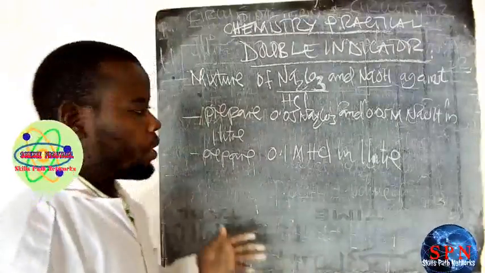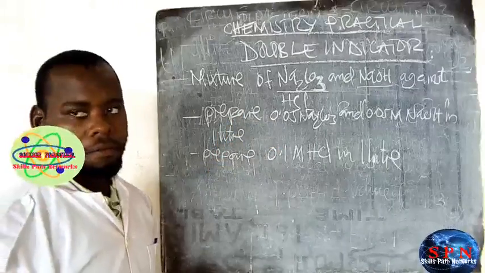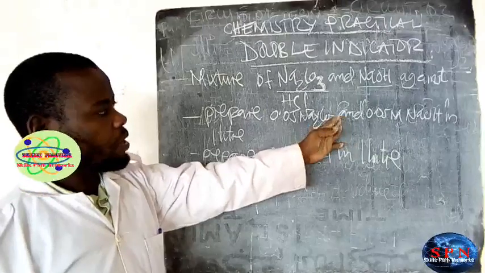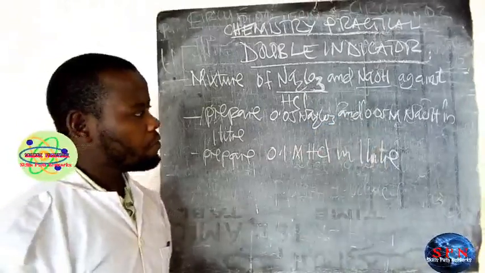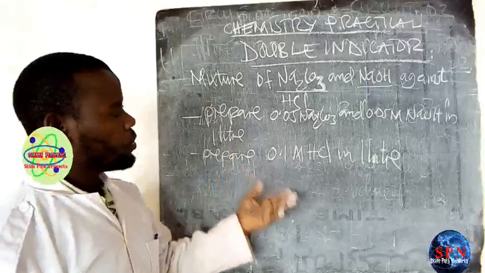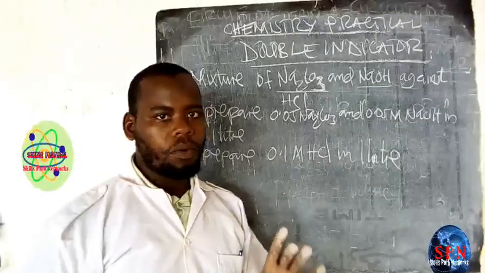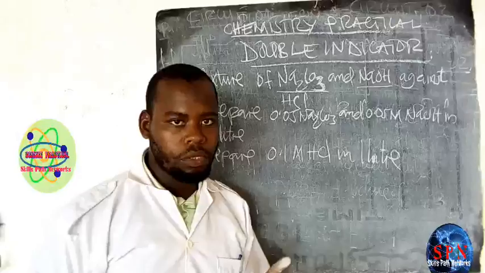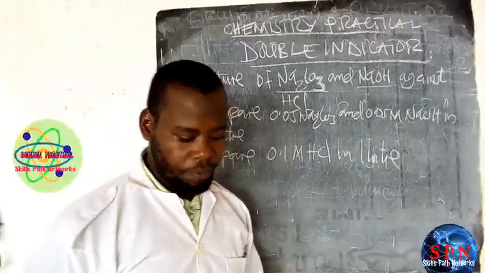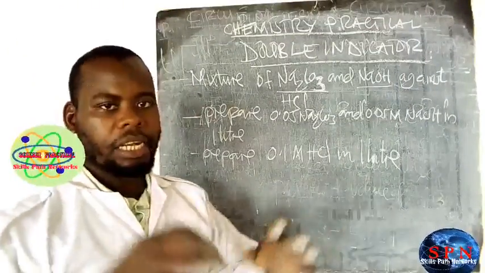Assuming that you prepare 0.05 M sodium carbonate, and we mix it with 0.05 M sodium hydroxide. Then we are going to react it with 0.1 M hydrochloric acid. Which volume of the acid will be used to neutralize the sodium carbonate and the sodium hydroxide? Let's see which volume will be standardized first.